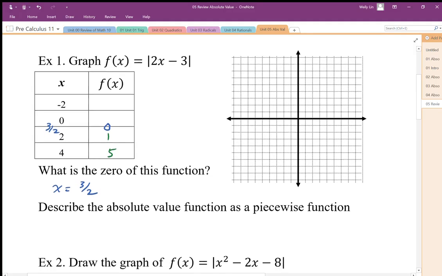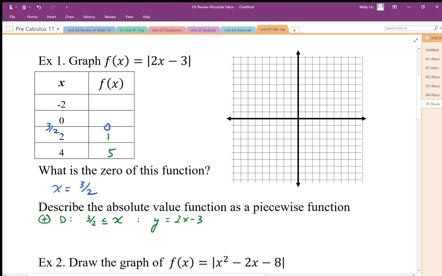And we have the domain of the positive version of this as a piecewise function. The domain will be from the boundary to the right, and we can express this as y equals 2x minus 3. So that would be the positive version of the function.